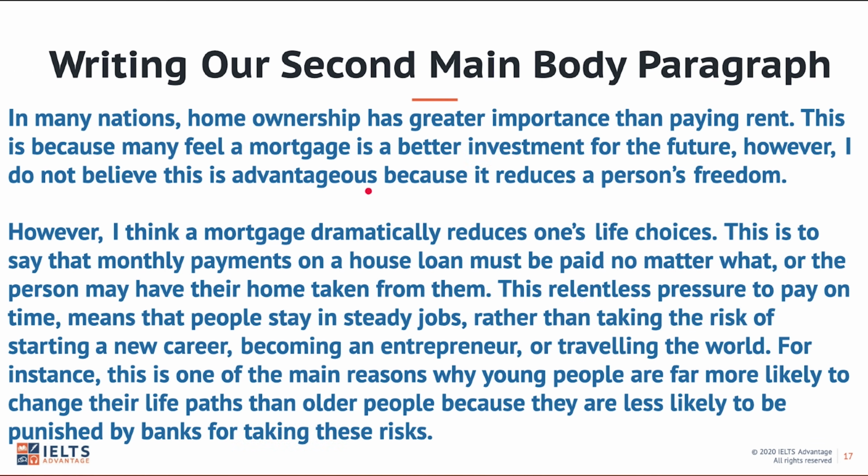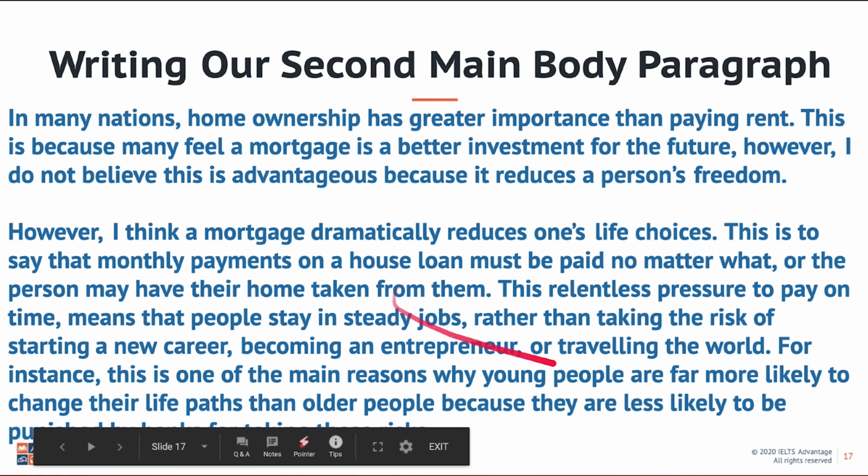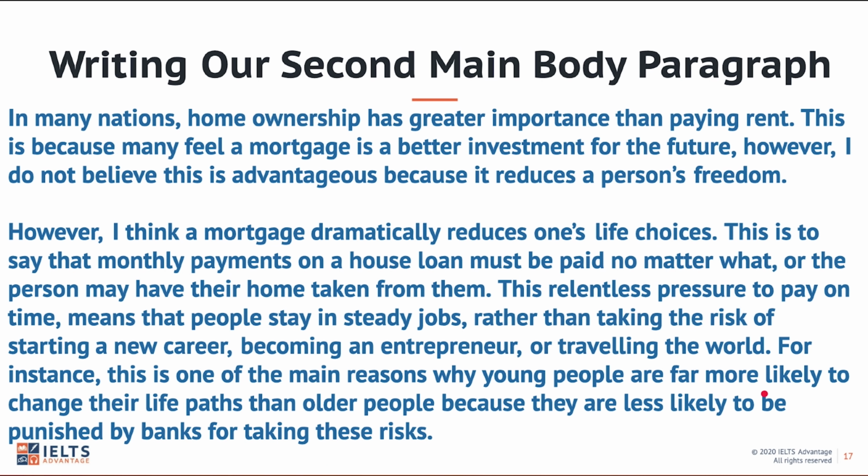This relentless pressure to pay on time means that people stay in steady jobs rather than taking the risk of starting a new career, becoming an entrepreneur, or traveling the world. For instance, this is one of the main reasons why young people are far more likely to change their life paths than older people, because they are less likely to be punished by banks for taking these risks. So what the person has done is, topic sentence, they have answered the question, explained why they think that, and then given an example to help them support that main idea.